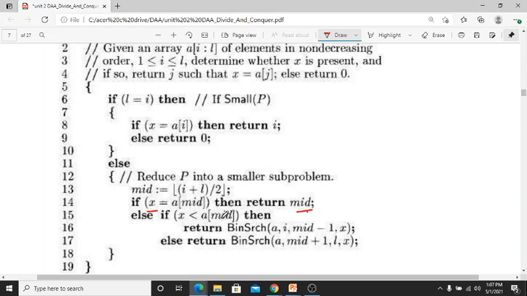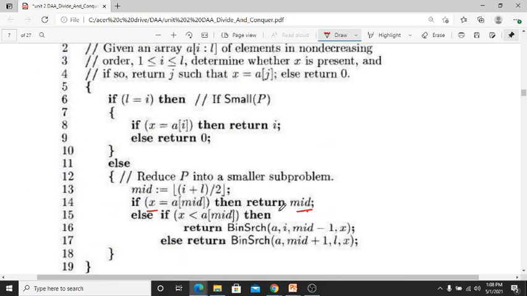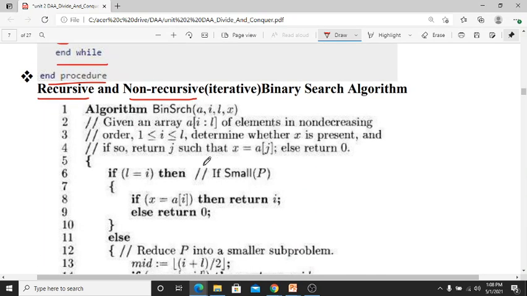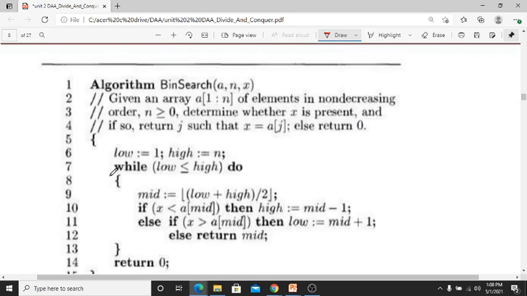When it is smaller, then it will move to the left. When it is moving to the left, mid minus 1 will be the value for the upper bound, meaning high. Okay, else binary search A, mid plus 1, capital I, comma x. This is calling the function. Okay, that was the recursive one. If we go to the non-recursive, in the non-recursive we will use the while.